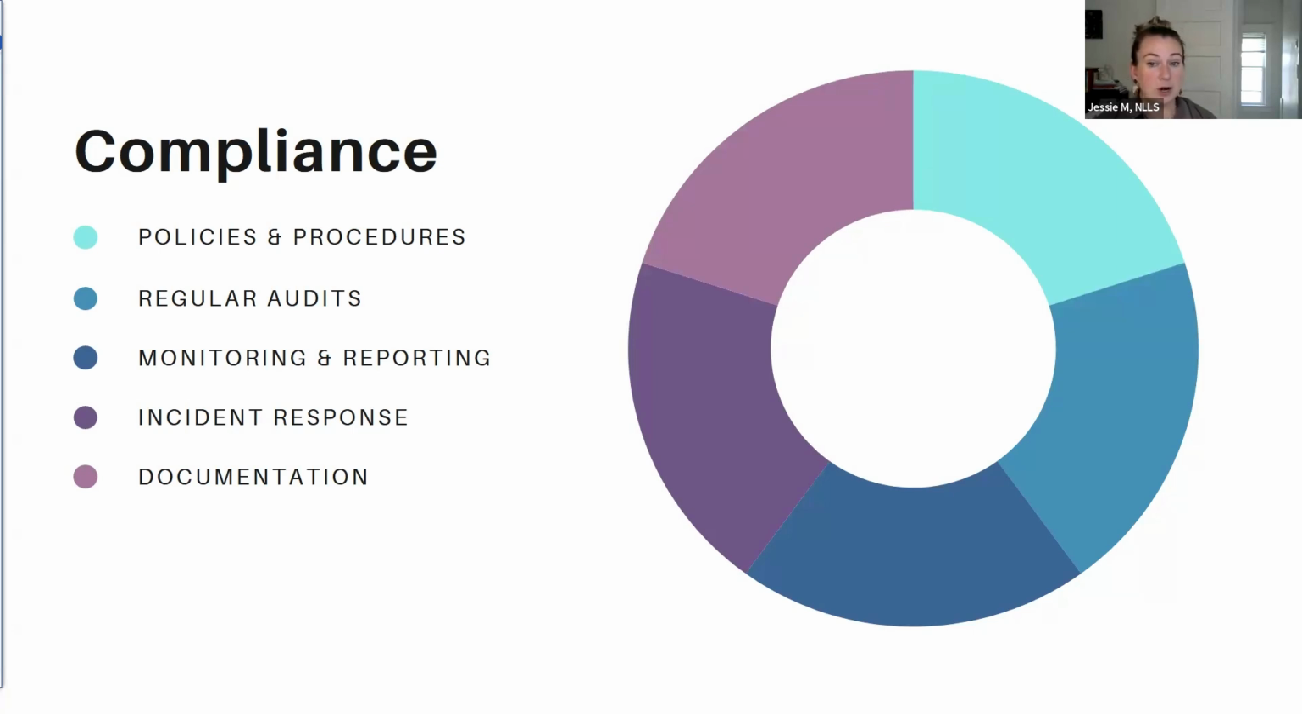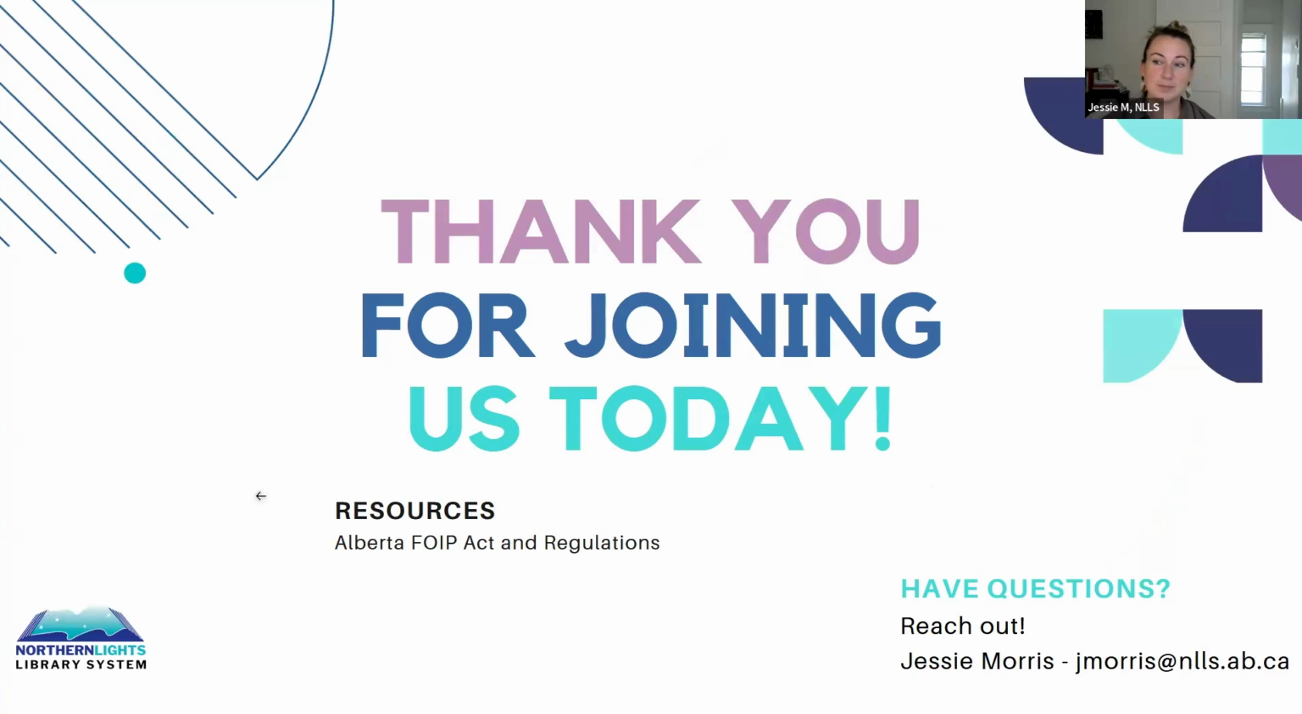Training and compliance are critical components of the FOIP Act to ensure that public bodies, including libraries, manage personal information responsibly and transparently. By providing thorough training and maintaining rigorous compliance practices, libraries can protect patron privacy and uphold their rights under the FOIP Act. And that brings us to the end.